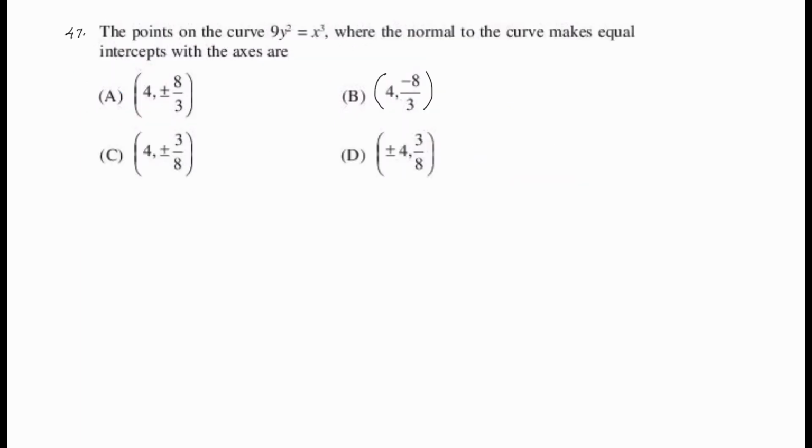Question 47. The points on the curve 9y square equal to x cube, where the normal to the curve makes equal intercepts with the axes are. Here points are given. We can substitute the point in the curve equation and we can check, because the normal is drawn at these points. So these points should be on the curve. Option A and B will satisfy the curve equation, whereas option C and D won't satisfy the curve 9y square equal to x cube. Now we have to find which option is correct, A or B.